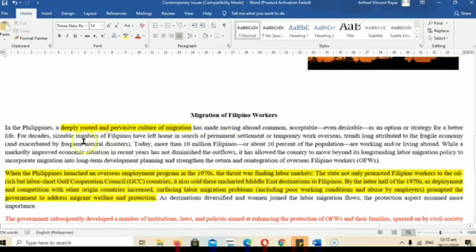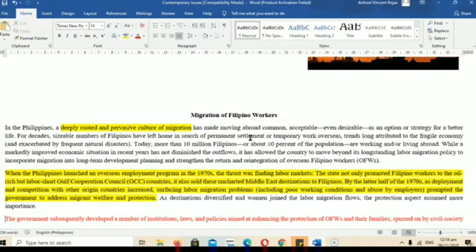So for decades, sizable numbers of Filipinos have left home in search of permanent settlement or temporary work overseas. Trends long attributed to the fragile economy and exacerbated by frequent natural disasters. So again, the Philippines is part of the Pacific Ring of Fire. And what do we mean by this? We are prone to typhoons, we are prone to earthquakes, we are prone to volcanic eruptions. So because of these natural disasters, many Filipinos are forced to seek a better life abroad.